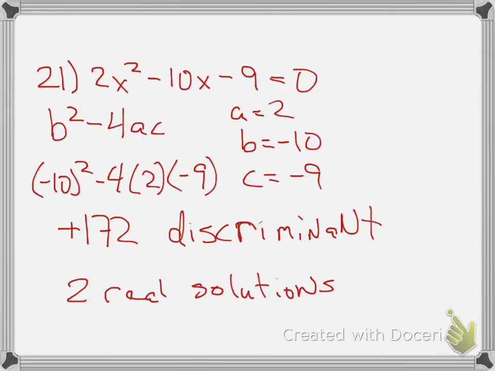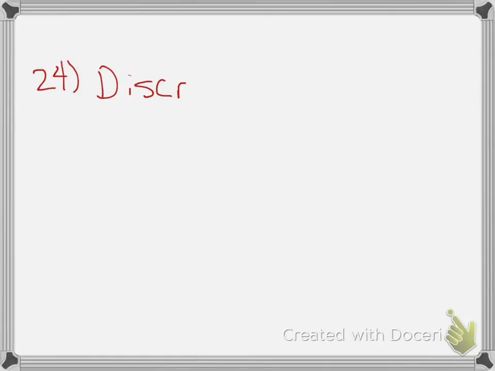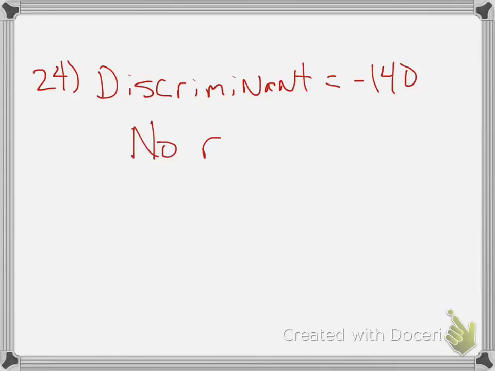Whereas on number 24, I'm going to do the discriminant, and if you do it, you should get negative 140. And because of that, you're saying no real solutions. So no real solutions, and there you go.